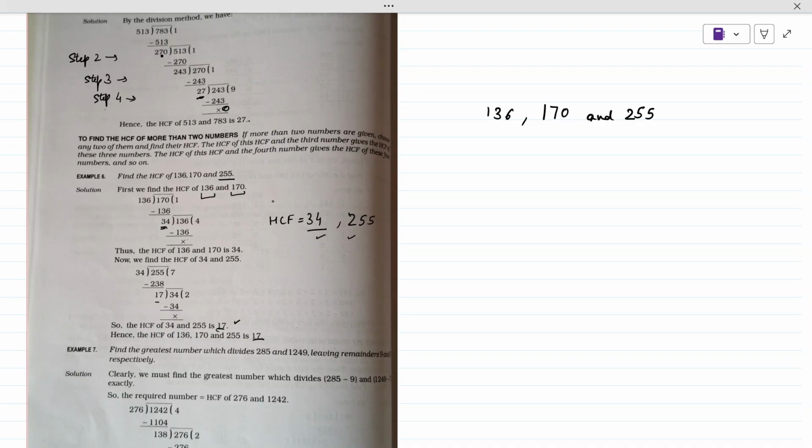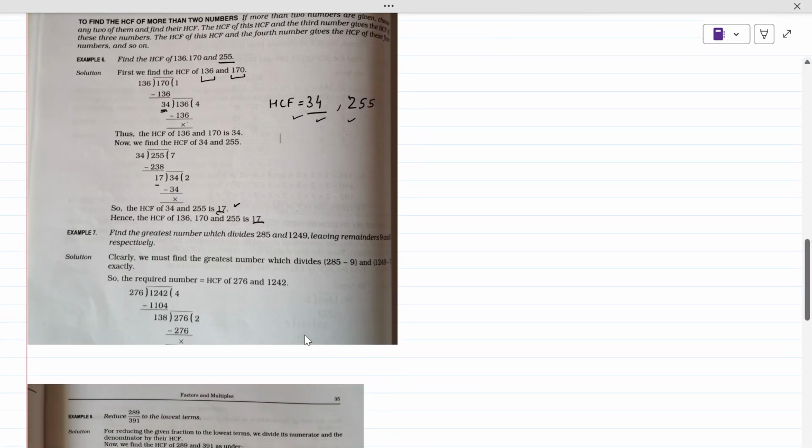Okay, again let me tell you what we have done here. We were provided with 3 numbers and we have to use the division method to find the HCF. So we have taken the first 2 numbers and we have found out its HCF using the division method which we just learned. Okay, so in this question the HCF was 34. Now what we will do is we will use this HCF along with the number which was left, that is 255, and again we will find their HCF. So now the HCF which we have found out here is 17, and this is the HCF of all the three numbers. Okay, so this is done.